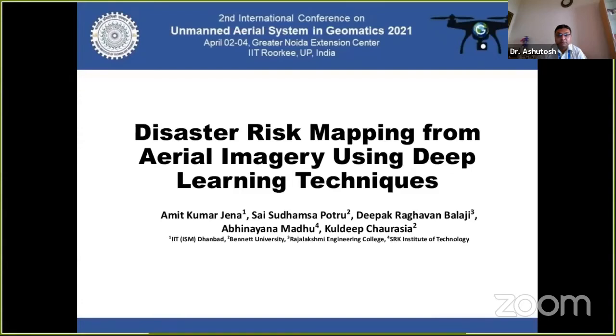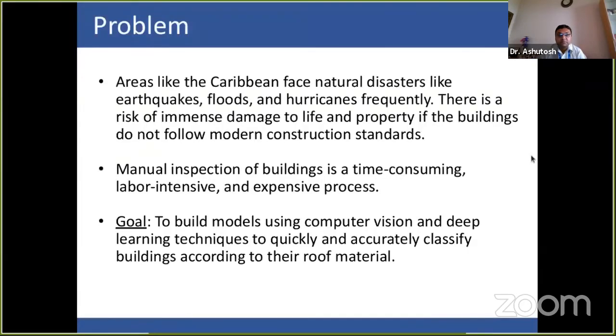So let's get started. Areas like the Caribbean face natural disasters like earthquakes, floods and hurricanes very frequently. And there is a risk of immense damage to life and property if the buildings do not follow certain modern construction standards. Manual inspection of buildings is a time-consuming, labor-intensive as well as very expensive process, which is actually needed to make these buildings follow these construction standards strictly. So the main goal of our project is to build models using computer vision and deep learning techniques to quickly and accurately classify buildings according to the roof material.